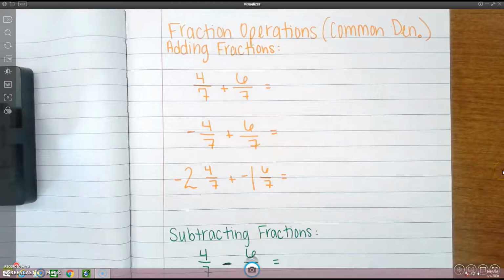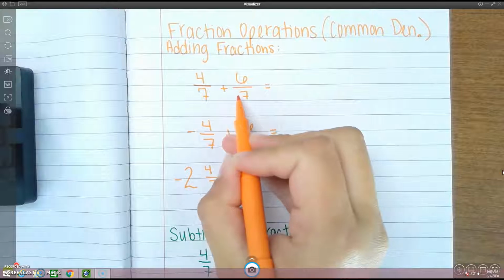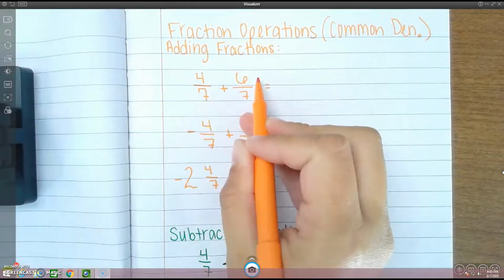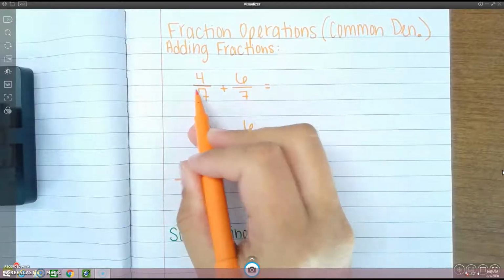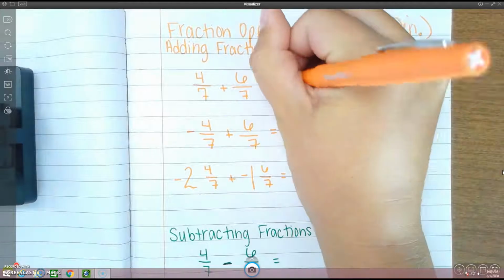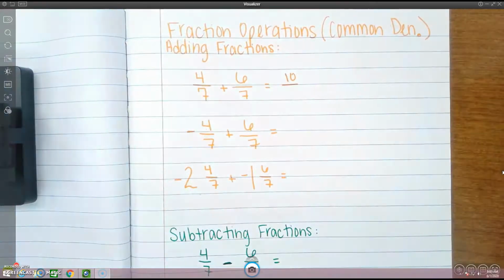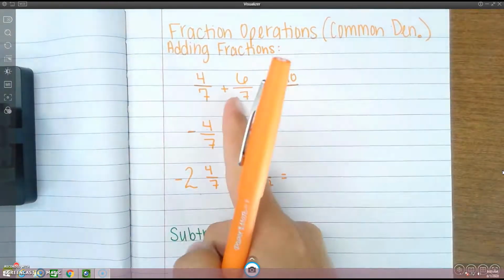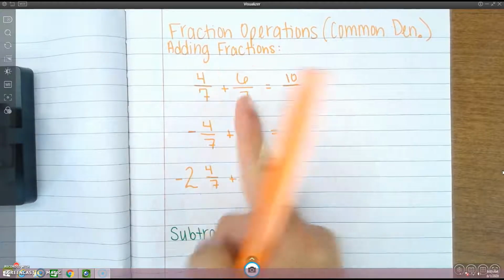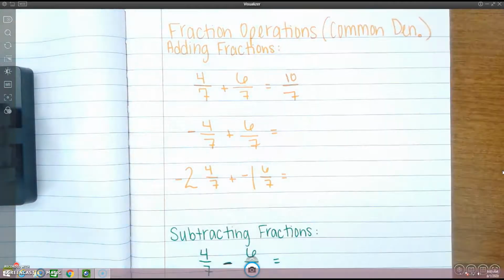Hi guys, today we are going to learn about fraction operations with common denominators. So first let's start with adding fractions. Remember when you add fractions with common denominators, you're just adding across for the numerators, so you're just going to take 4 plus 6, which is 10, and then you're going to keep the same denominator. So we're not going to take 7 plus 7, we want to keep the same denominator as 7.